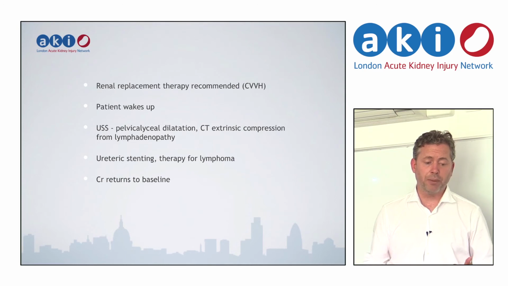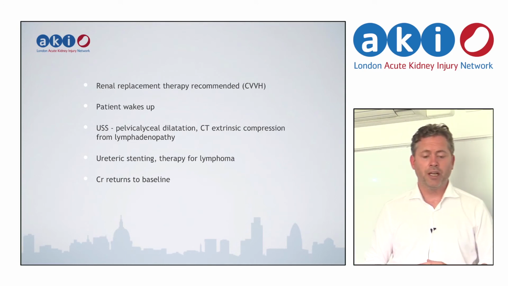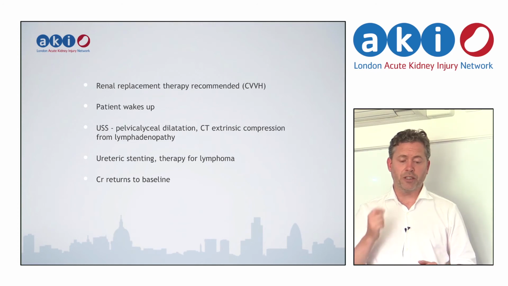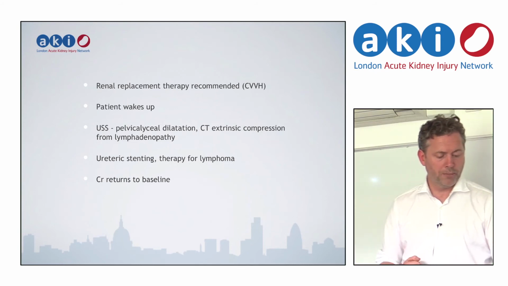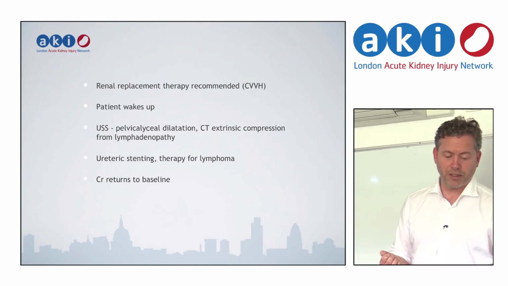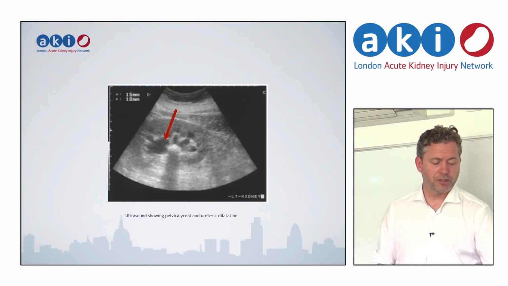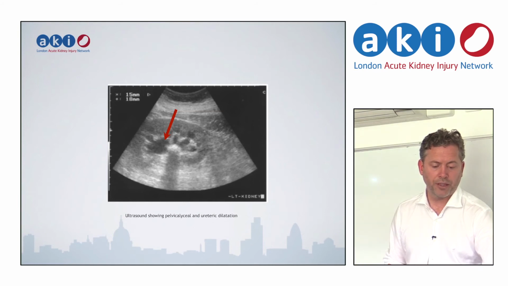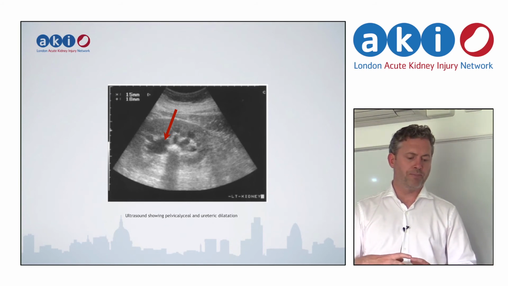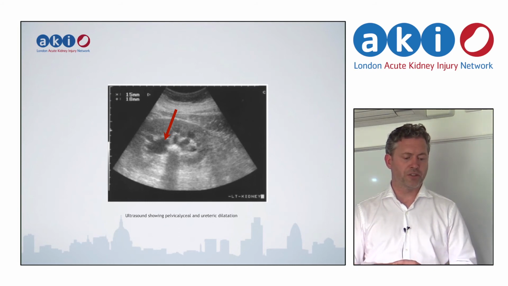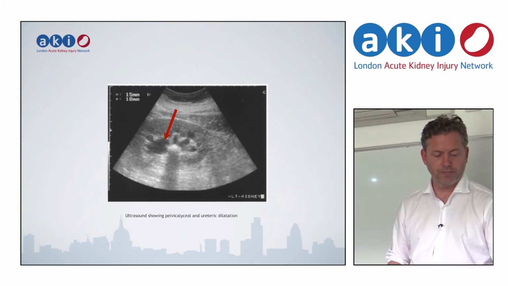So this patient actually did have pelvicalyceal dilatation on ultrasound, and CT scanning showed extrinsic compression of the ureters from lymphadenopathy. They had retrograde stenting from the bladder, treatment for lymphoma, made an excellent recovery and creatinine returned to baseline. This is a renal ultrasound scan showing pelvicalyceal dilatation. We can see this sits inside the white line, and this expansion of this fluid sac. So this is not cortical cysts. This is between the medulla and the drainage system. So this is PC dilatation.